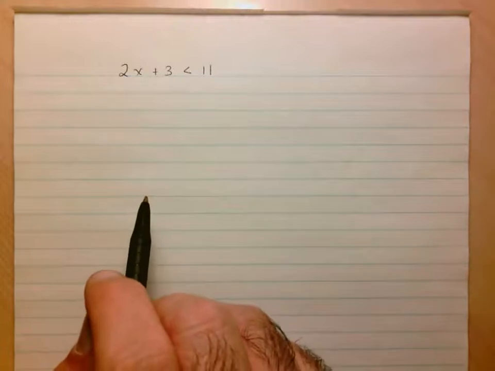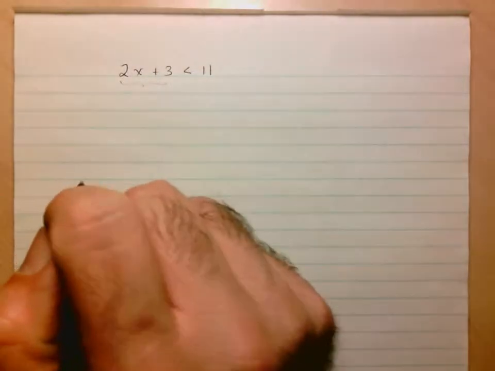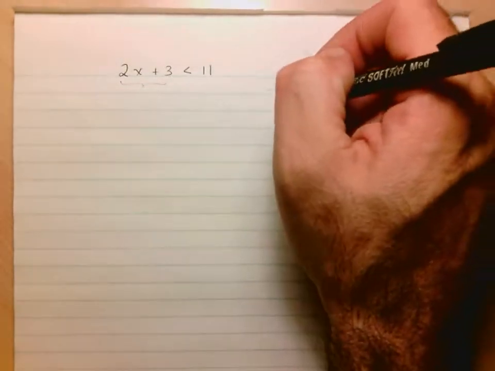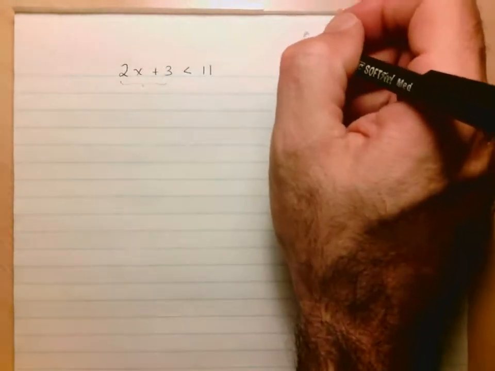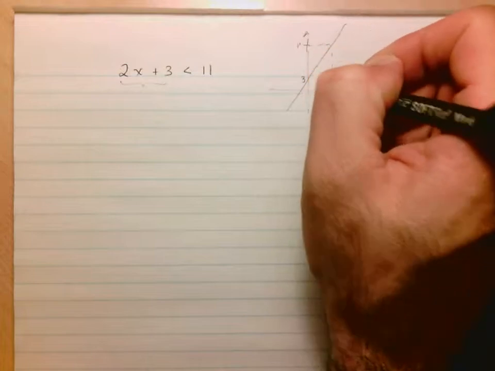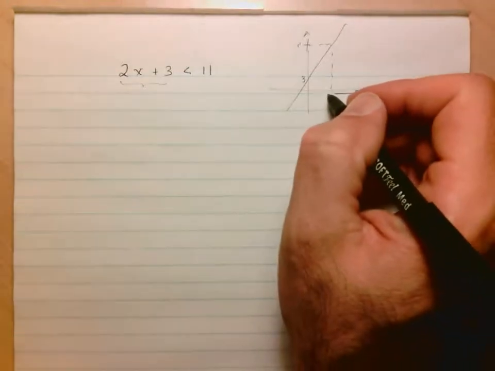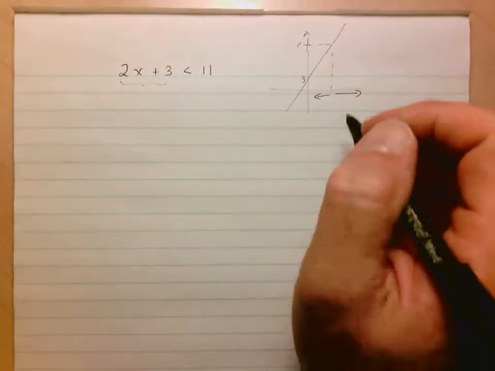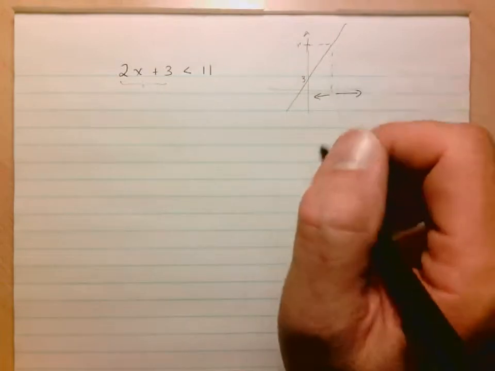One way you can solve this would be with a graph. You can take 2x plus 3 and sketch it as a line, so you know it'll have a positive slope and a y-intercept of 3. Then you can go to y equals 11 and figure out for what x values the function values are greater than 11, and for what x values they are less than or equal to 11. So this is one way in which you can solve an inequality, but it's certainly not an efficient way.